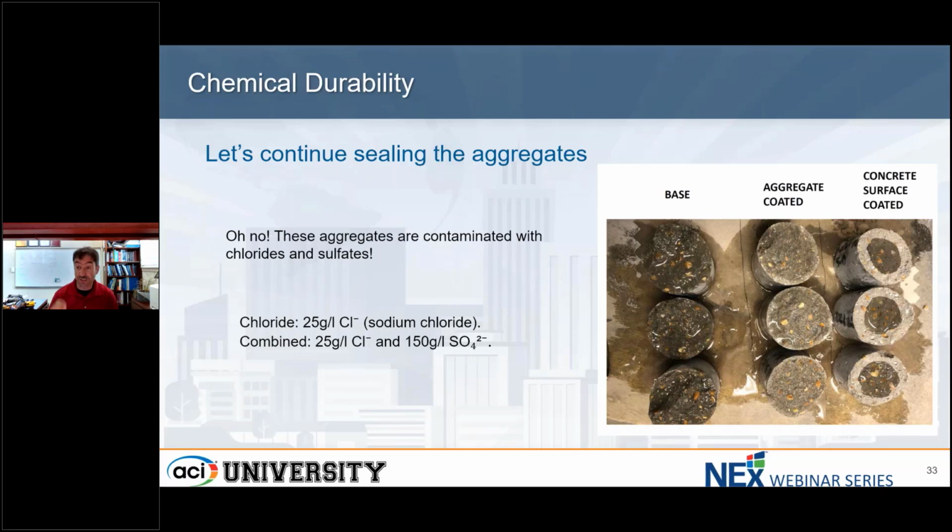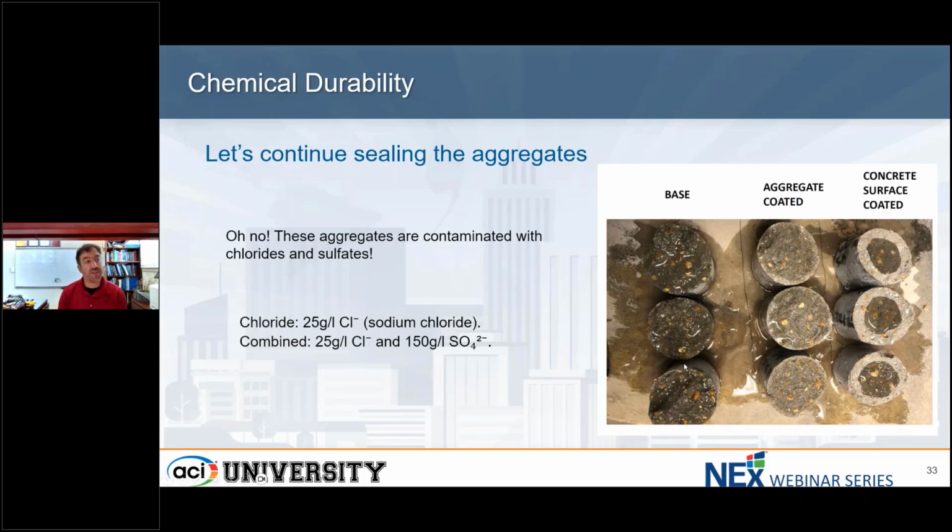And then the sulfates was actually even crazier. The sulfate contamination level can go way higher than the chlorides, especially when you have recycled concrete that's being reclaimed from slabs on grade, where the grade itself is a very high sulfate soil, or you have other sources like agricultural sources of contamination with sulfates. So the sulfate level is really high. And we're doing the same thing. We're coating the aggregates, we're coating only the surface, and we're seeing what happens.